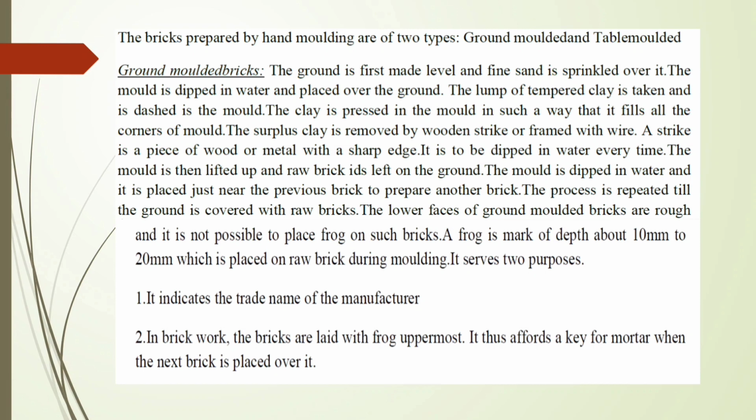A frog is a mark of depth about 10 mm to 20 mm, which is placed on a raw brick during molding. It serves two purposes. One, it indicates the trade name of the manufacturer. Two, in brickwork, the bricks are laid with the frog uppermost. It thus affords a key for mortar when the next brick is placed over it.